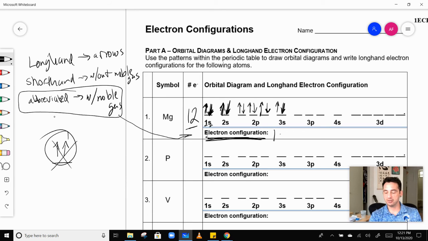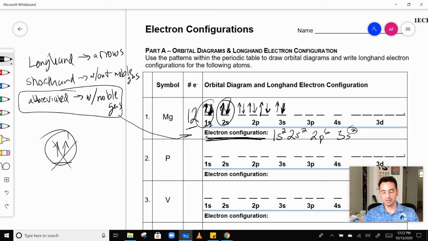So how many electrons are there in the 1s? There are two. Two electrons in the 1s. In the 2s, there's two electrons. In the 2p, there's six. In the 3s, there's two. So these exponents tell us how many electrons are in each orbital and energy level. Okay.